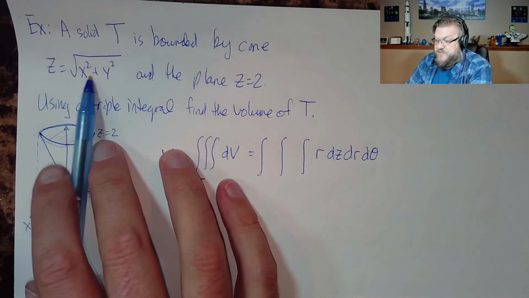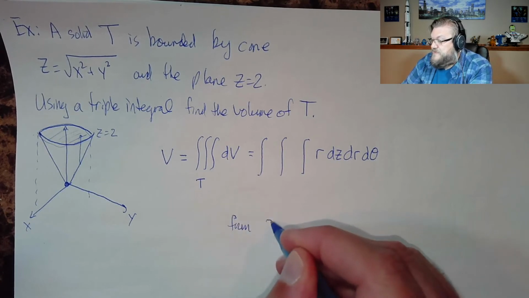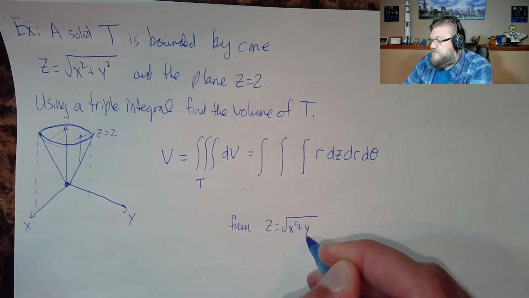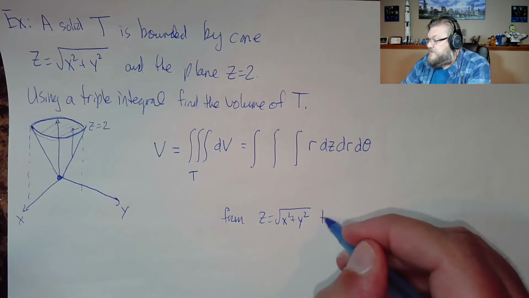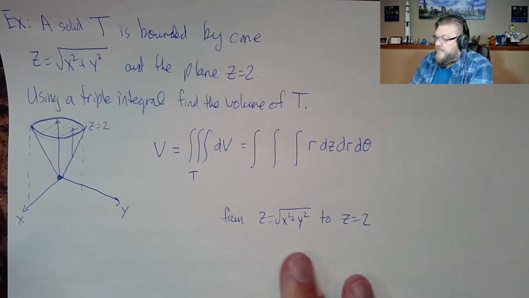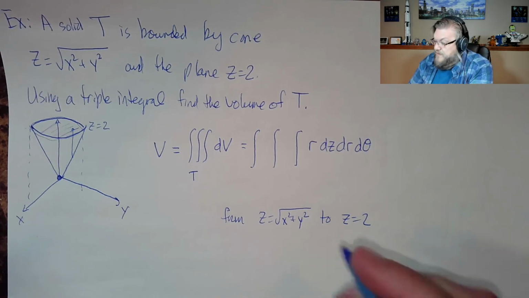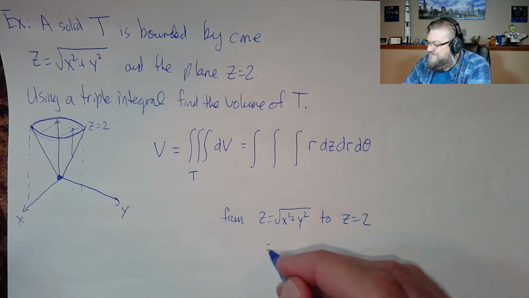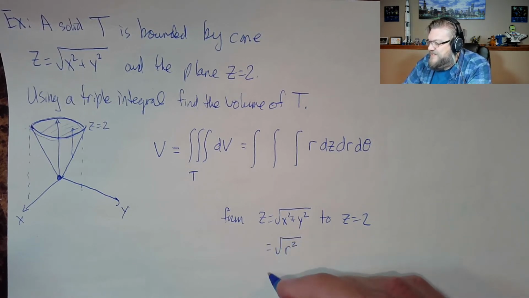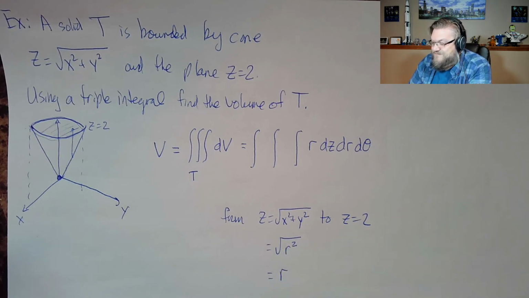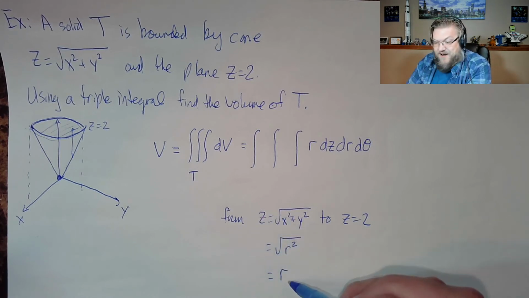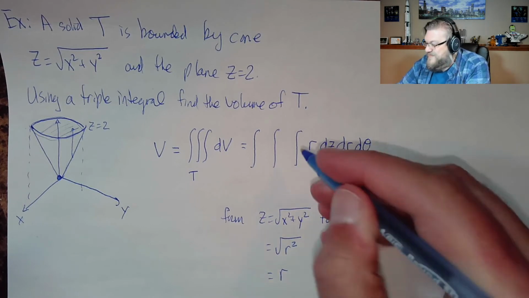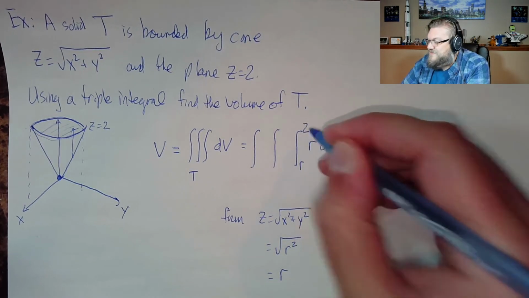In other words, from z equals square root of x squared plus y squared, to z equals 2. Now, this would be fine if this was rectangular, but x's and y's are not allowed in cylindrical. But thankfully, x squared plus y squared is equal to r squared. So I can rethink of that, and look at that. Square root of r squared is just r. So this means that z starts at r and goes to 2. Goes from r to 2. See that?